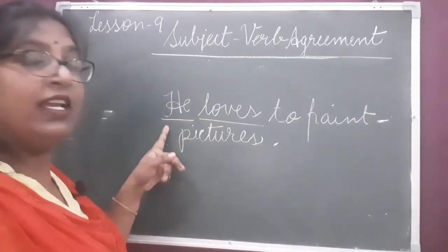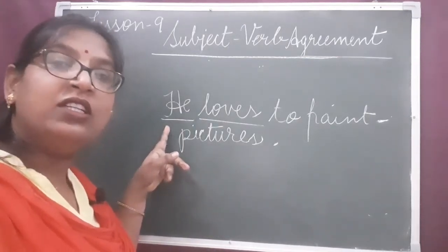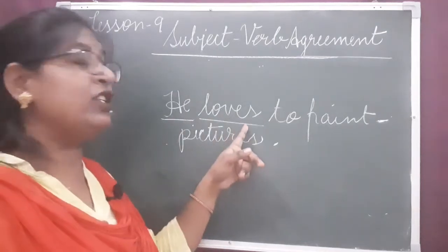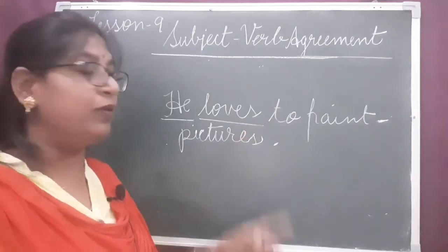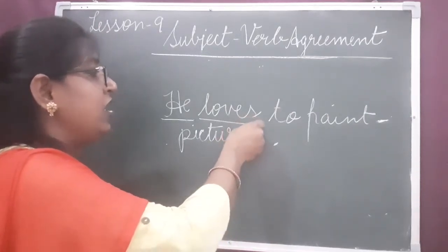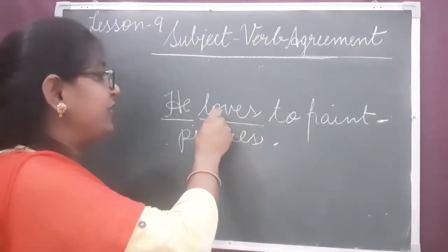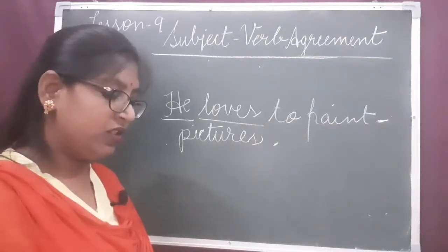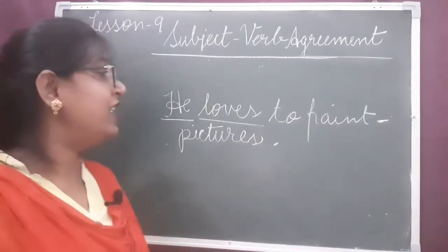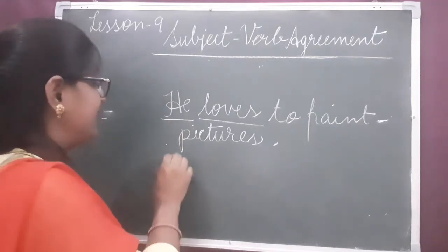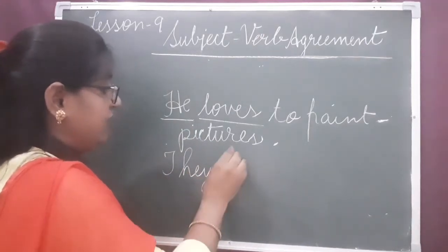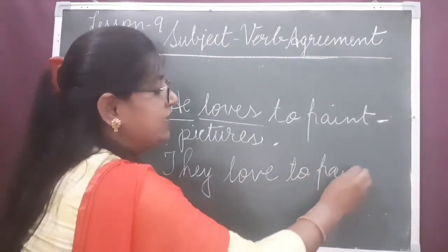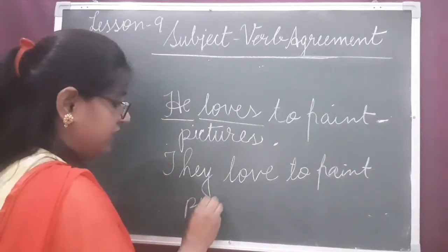So, as it is singular in number and third person, we use the S or ES form of the verb. Here we are adding S with the main verb, and it becomes loves. He loves to paint pictures. And dear children, if we change the subject, let's see: they love to paint pictures.